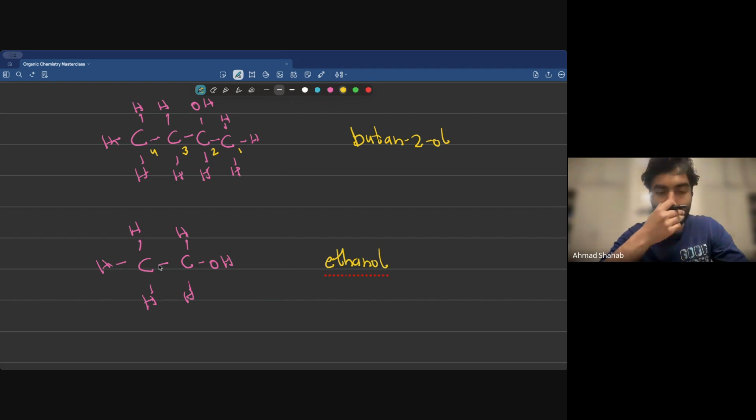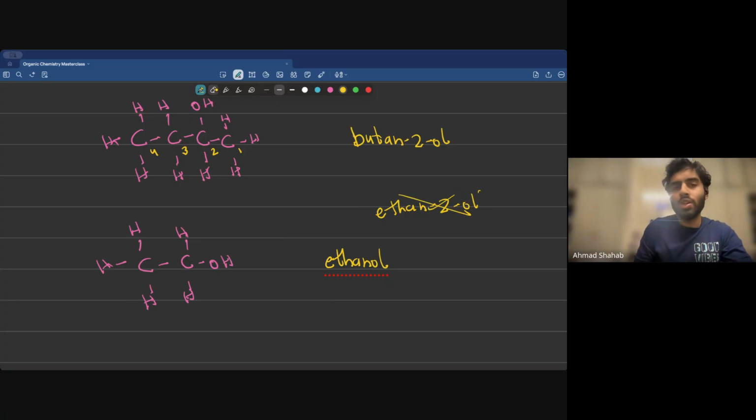Why is that? Because either way it's going to only be ethanol. Yes, that is the only correct answer, right? Because even if, for example, OH was here and not here, then this would have been the first carbon and this would have been the second carbon. So either way, it had to be ethane 1-ol. There is no possibility where ethane 2-ol exists. So hence the only possible way we can name this is ethanol.